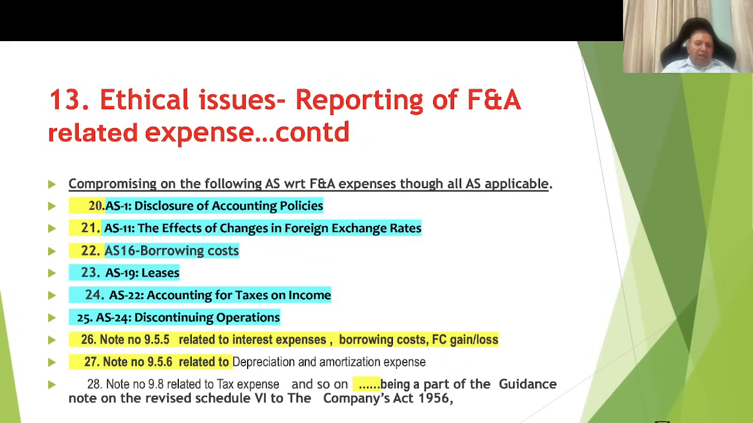And then there are some notes attached to the guidance note to the revised Schedule 6, which are 9.5.5, which is related to the interest expenses, borrowing costs, and foreign currency gain or loss, and the other is depreciation and amortization expenses, covered in the note number 9.5.56. Here please appreciate that the expense heads related to the balance sheet are not covered here. It is primarily focusing on the profit and loss account. In fact, all the accounting standards which are announced need to be incorporated. Here I have indicated them based on the expense heads which I have covered in this slide.